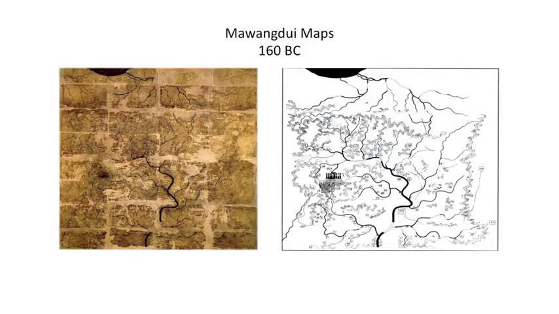I want to show you this silk map, which was discovered in Hunan province in China in 1973. It dates from about 160 BC. It's interesting because of its accuracy. It was probably drawn on a grid, although you can't see that, and also for its innovative use of symbols.